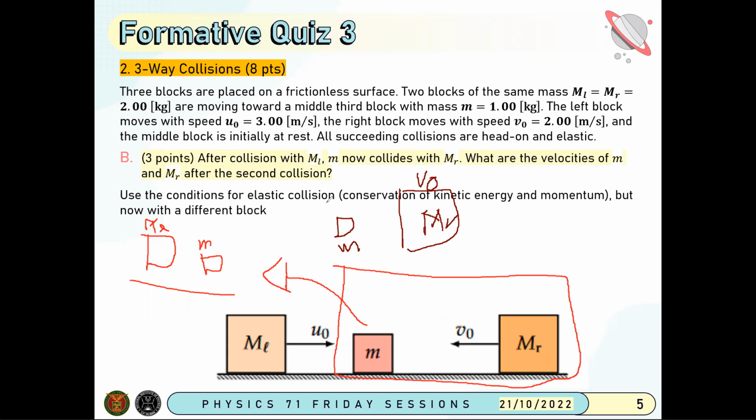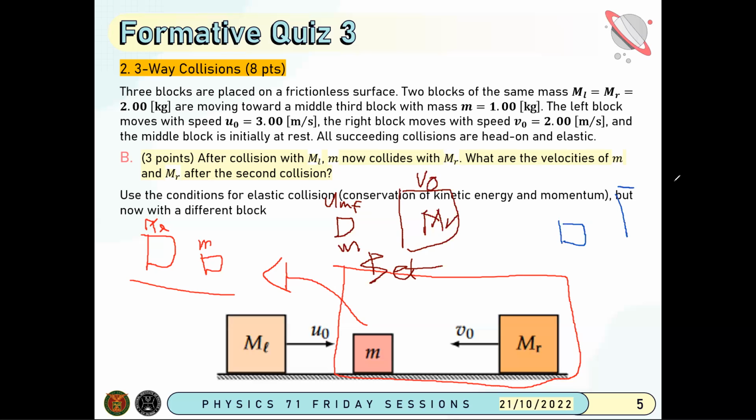Pero si M, meron siyang, anong ginamit natin kanina? UMF kanina. Okay. Ito ngayon yung initial state. Ito yung before. Okay. After, ano yung mangyayari?